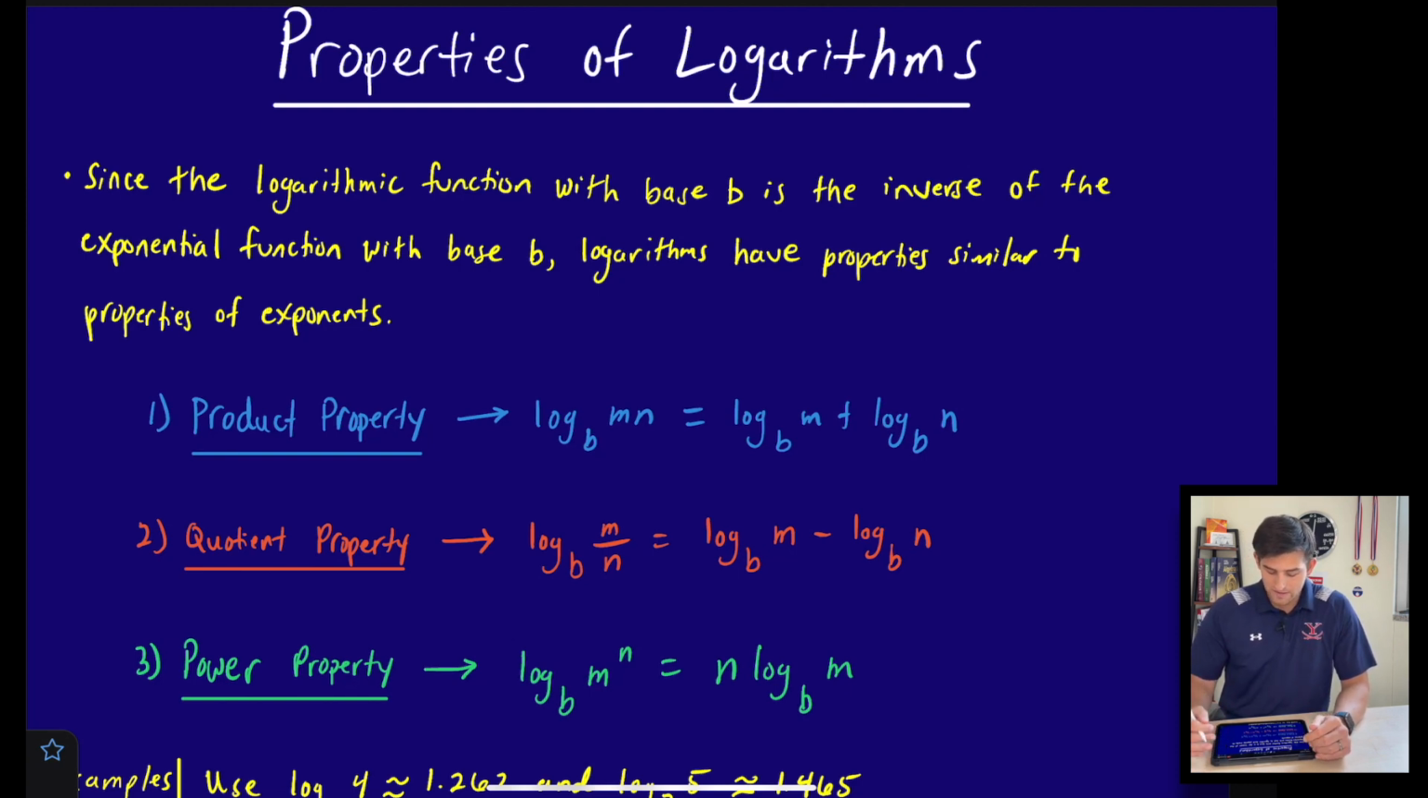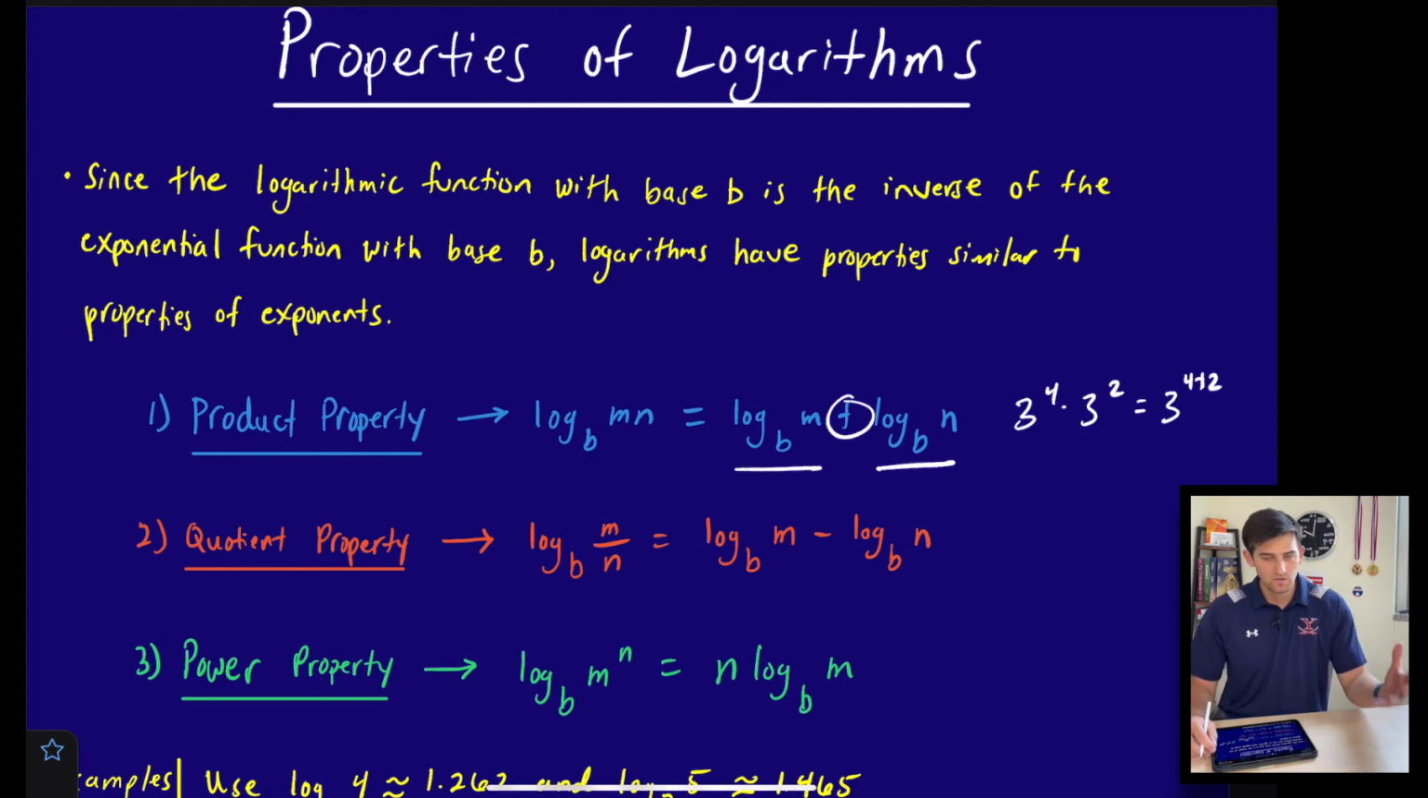If we have log base b of m times n, we can separate that into log base b of m plus log base b of n. What that's similar to for exponents would be if we had 3 to the 4th times 3 squared, then that would be 3 to the 4 plus 2, right? Basically same thing there. If we have a multiplication problem, we can change that to addition.